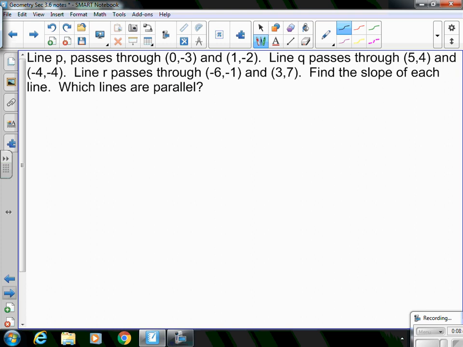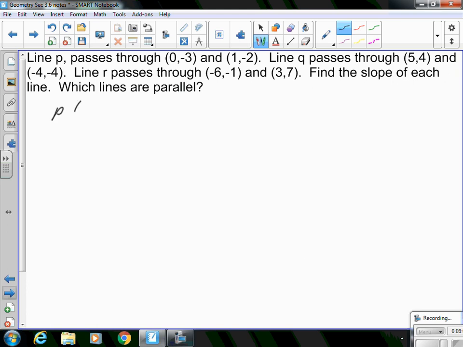Right, next one, line P passes through (0, -3) and (1, -2). Q passes through (5, 4) and (-4, -4), and line R passes through (-6, -1) and (3, 7). Find the slope of each line. Which lines are parallel? All right, so start off by finding the slope of each line.